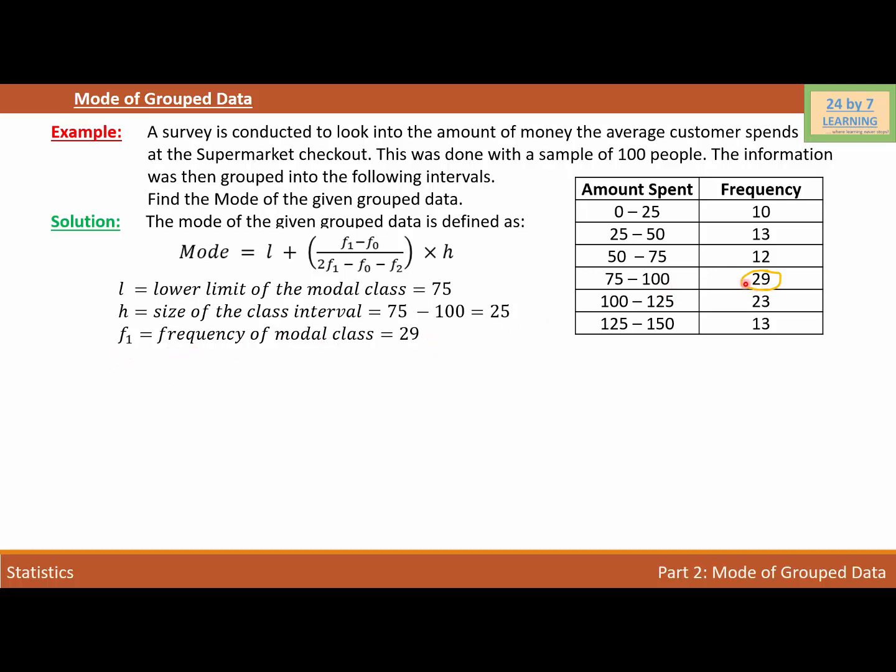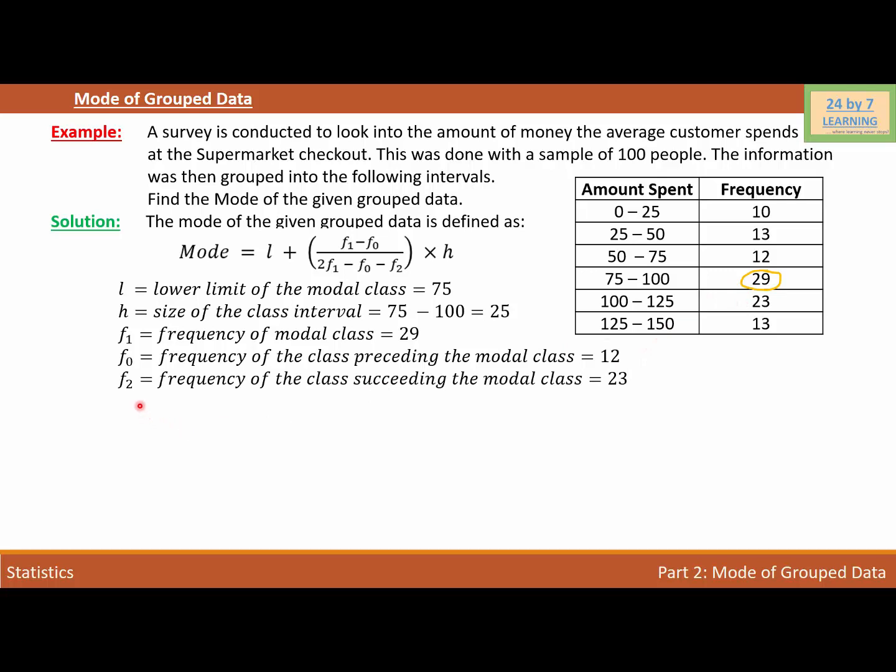Now F0 is the frequency before F1. The frequency before F1 is 12. So we will take F0 as 12. And the frequency after 29 is 23. So I will write F2 is equal to the frequency of the class succeeding the modal class, which is 23. Now it's time for us to substitute the values of these variables in the formula.